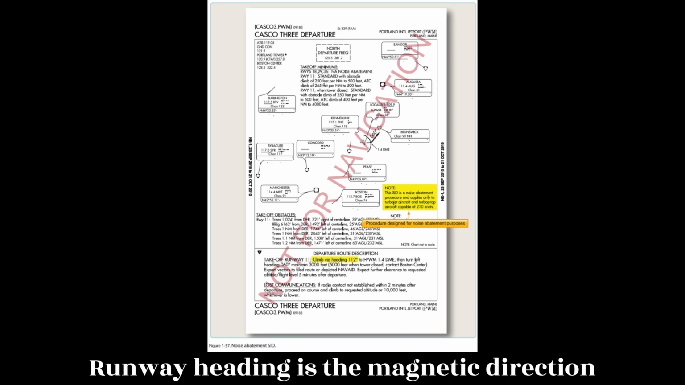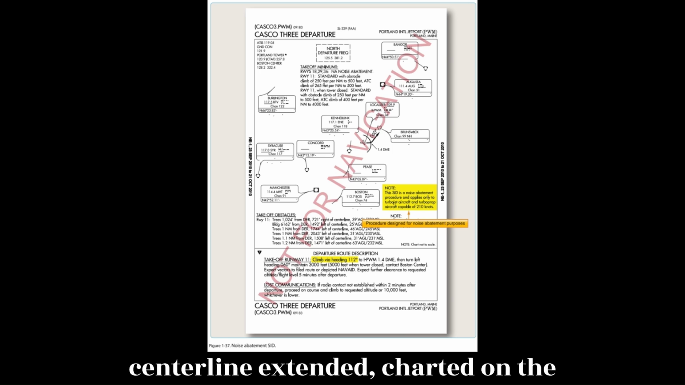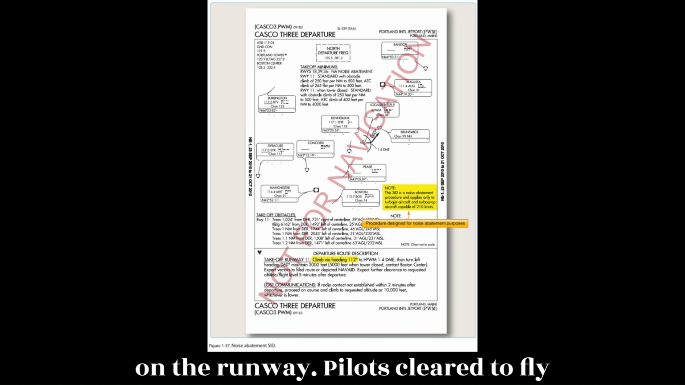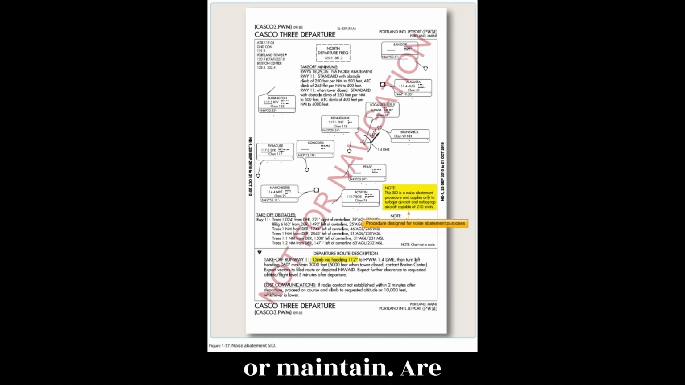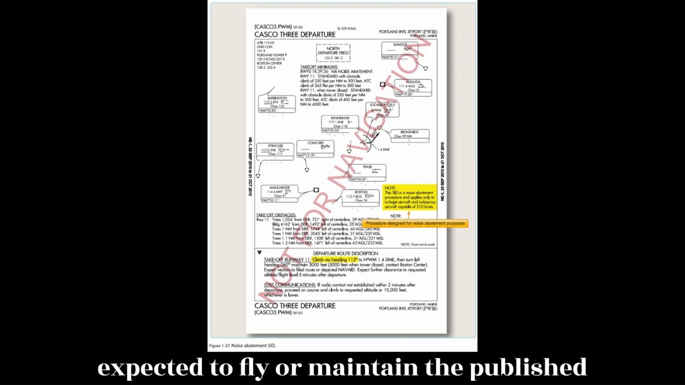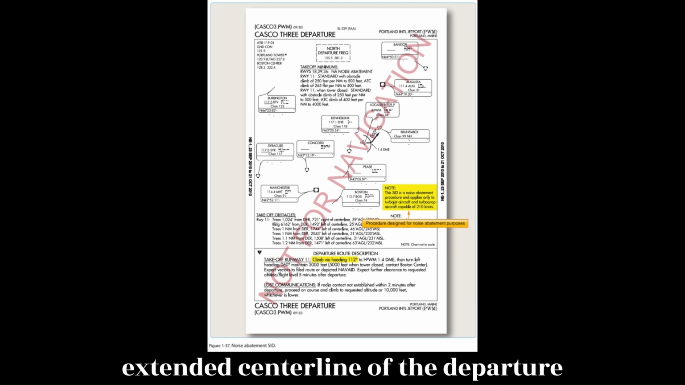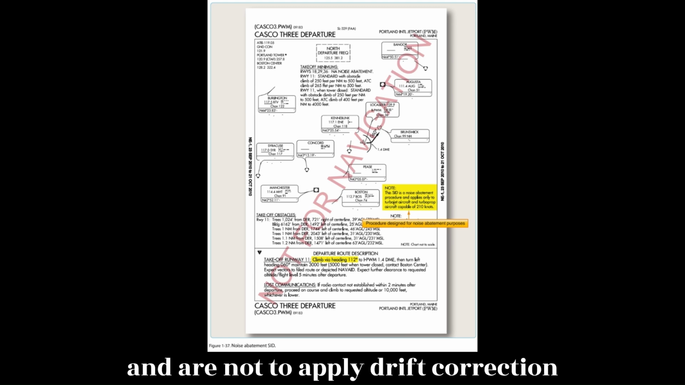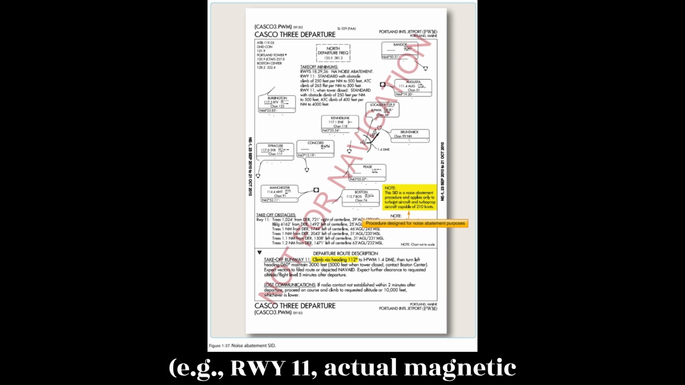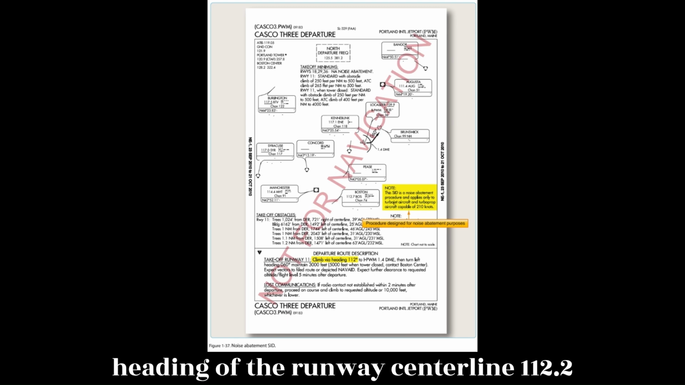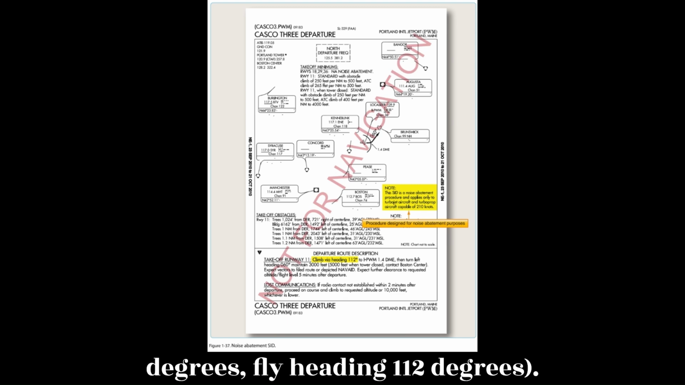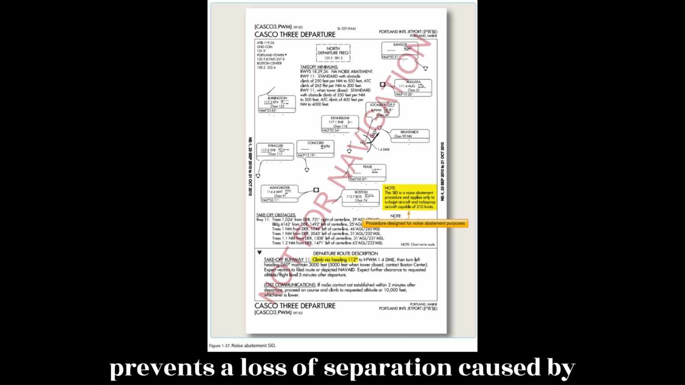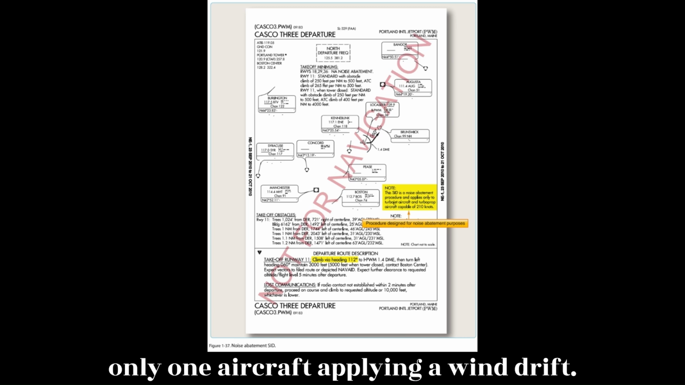Runway heading is the magnetic direction that corresponds with the runway centerline extended, charted on the airport diagram, not the numbers painted on the runway. Pilots cleared to fly or maintain runway heading are expected to fly or maintain the published heading that corresponds with the extended centerline of the departure runway, until otherwise instructed by ATC, and are not to apply drift correction, e.g., RWY 11, actual magnetic heading of the runway centerline 112.2 degrees, fly heading 112 degrees. In the event of parallel departures, this prevents a loss of separation caused by only one aircraft applying a wind drift correction.